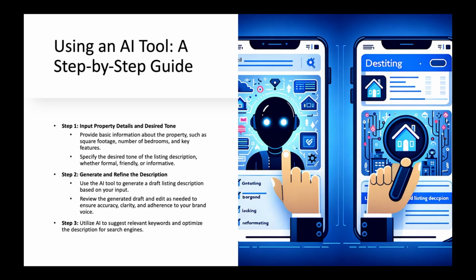So first, you input property details and the desired tone that you want. Once you've provided all of this information, such as square footage and number of bedrooms, you also define how you want the description to appear. Even better if you can provide an example of a description that you'd like, and you can tell the chatbot to respond in the style of the description you've provided. It would review that style and come up with something similar based on all of the other information that you've provided.